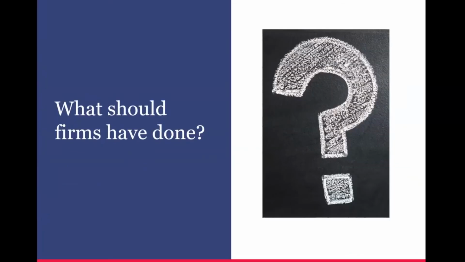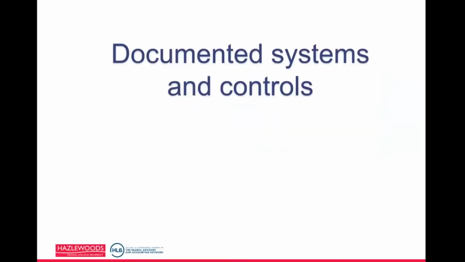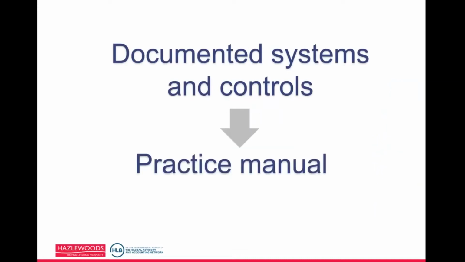So, what should firms have done ahead of the change to the 2019 accounts rules? Firms need to have clear documented systems and controls so that everyone in the firm is aware of what its procedures are. Firms will no longer be able to assume that new joiners will know what they are supposed to do, as they may have been used to very different systems and timescales elsewhere. You will also need to provide training on your new procedures to all staff.